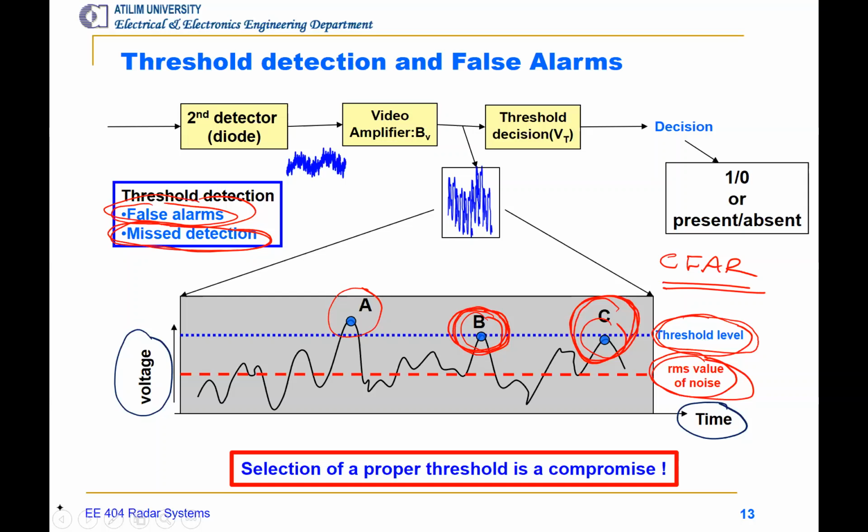So then we can write false alarm time in terms of bandwidth and SNR.